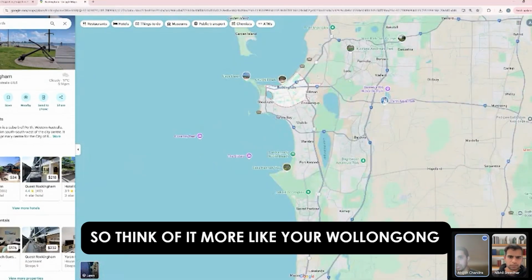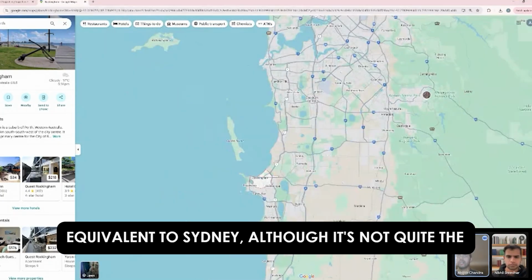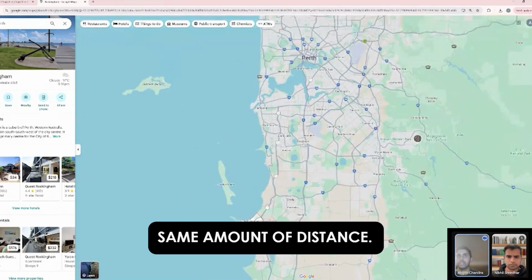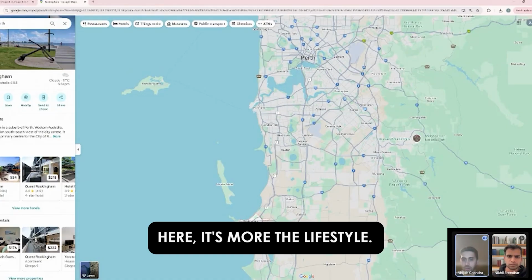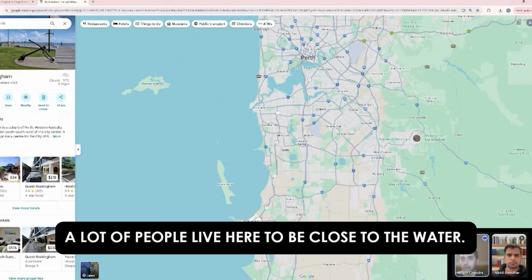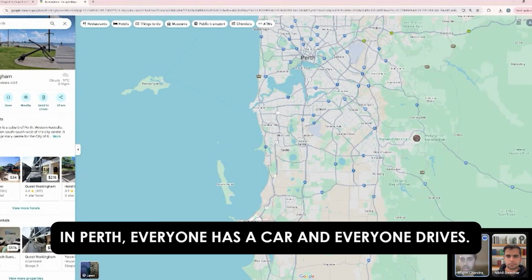So think of it more like your Wollongong equivalent to Sydney, although it's not quite the same amount of distance. It's a bit closer to Perth CBD, which is just here. It's more the lifestyle. A lot of people live here to be close to the water. In Perth, everyone has a car and everyone drives.